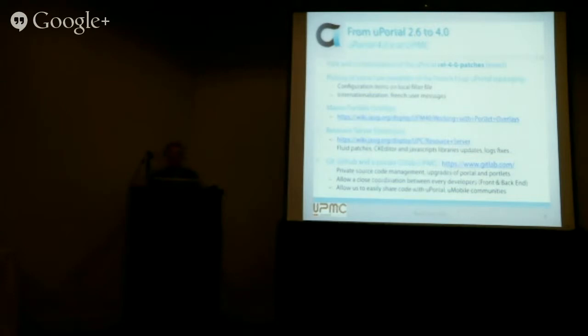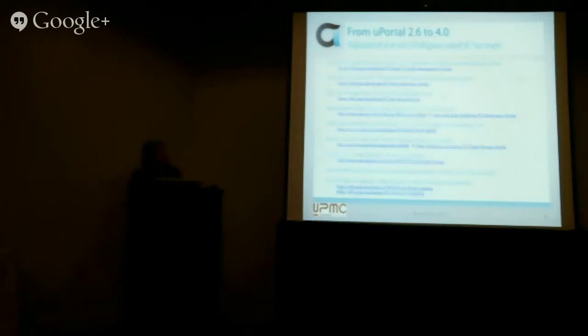We use Git and GitHub, but we manage our source code in a private GitLab. GitLab is a GitHub-like application that we installed at UPMC. We manage private code and upgrades of portal and portlets with this tool. This tool allows close coordination between all developers, front-end and back-end, at UPMC, and allows us to easily share code with the uPortal and uMobile communities.